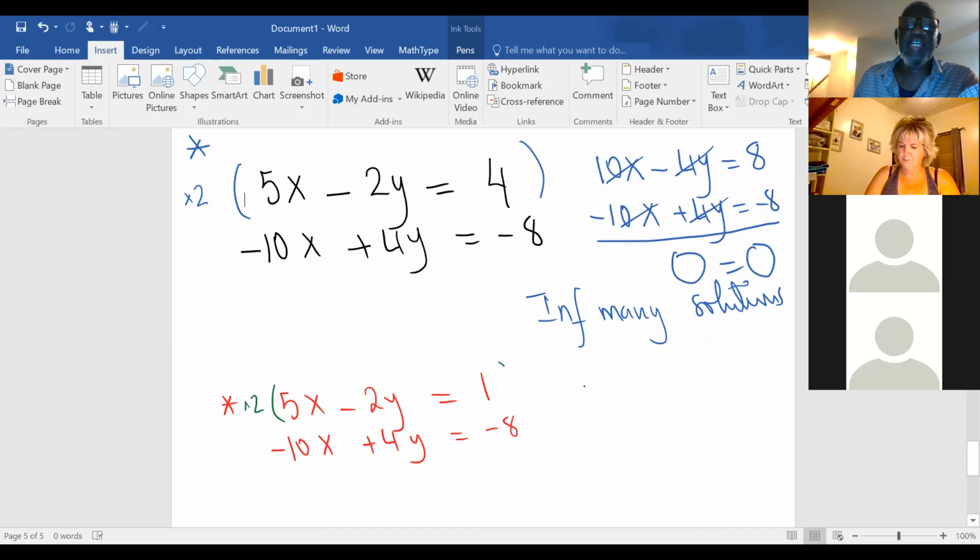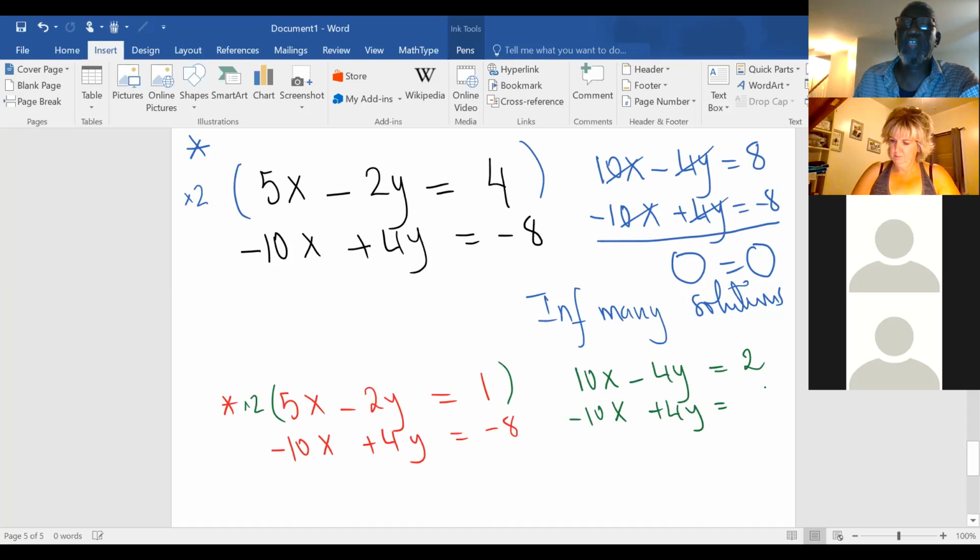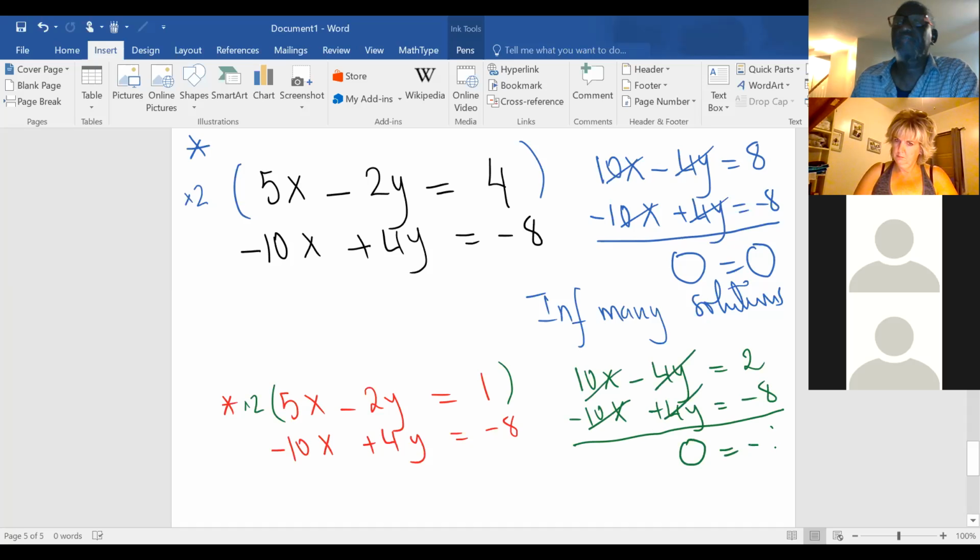So we're going to have 10x minus 4y equal to, and here we're going to have negative 10x plus 4y equal negative 8, right? You see now when we add them up, what's going to happen? The x cancels out, the y cancels out, we get 0 on the left side, but now what do we get on the right side? Negative 6, right? Negative 6.